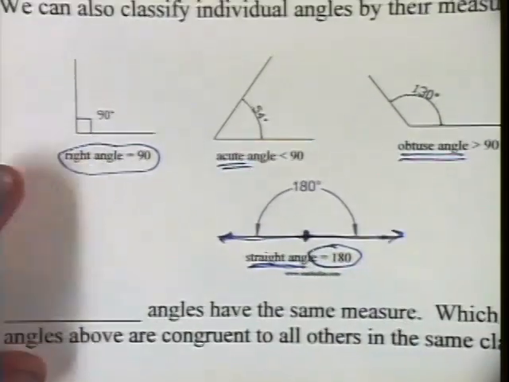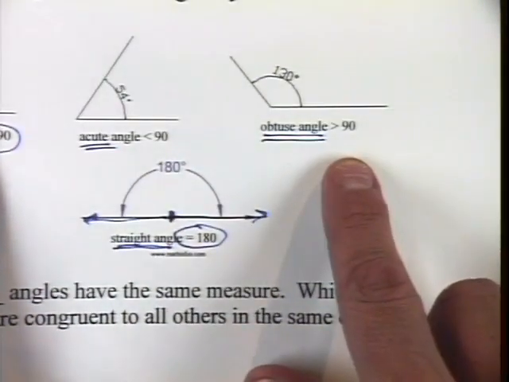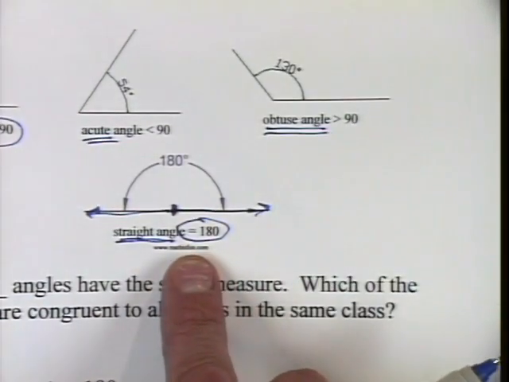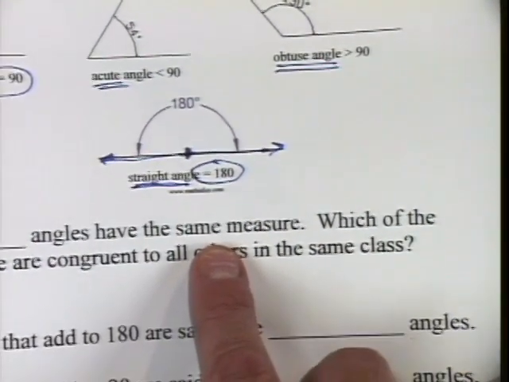Okay? So we have one angle that equals 90, one less than 90, one greater than 90 but less than 180, and of course the one that's 180. And we won't look at anything in geometry this year that's bigger than 180. Okay? Now, it's time for another definition.